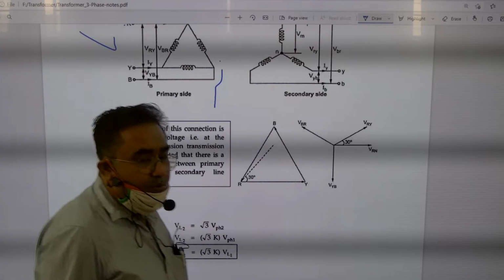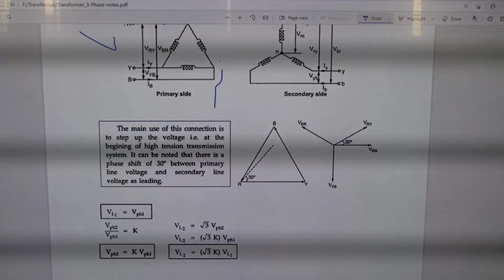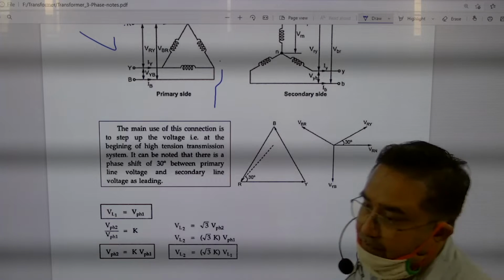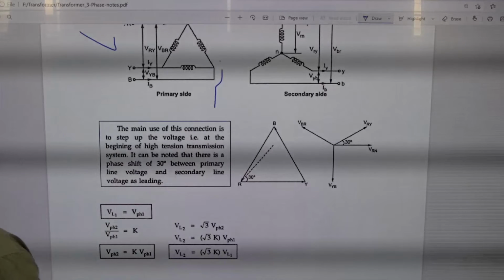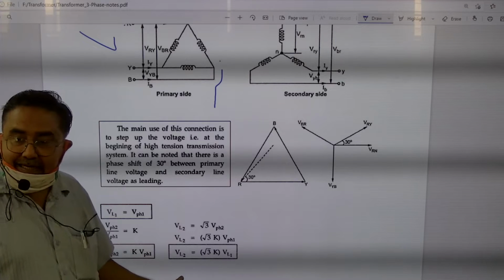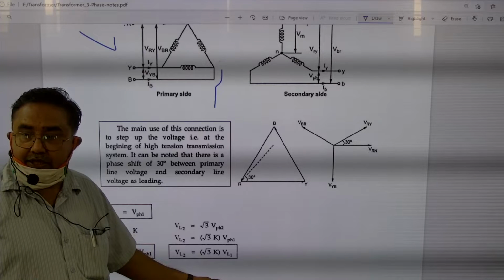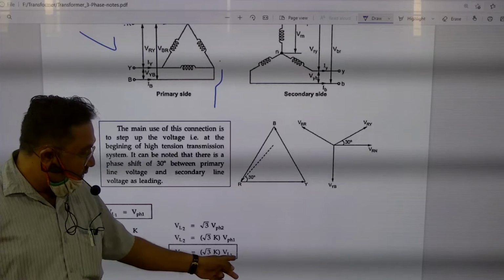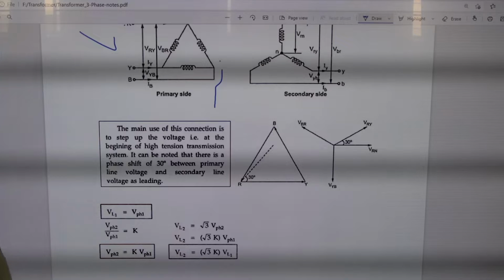And where do you go for this type of connection? Delta-star. I have already told you, in distribution transformer. Primary is in delta and secondary is in star, because we have to distribute the line, therefore a neutral is required. So on the secondary side there will be a 4 wire system, on the primary side there will be a 3 wire system. Again you will find that the secondary line voltage is √3 k times the primary line voltage. Clear?